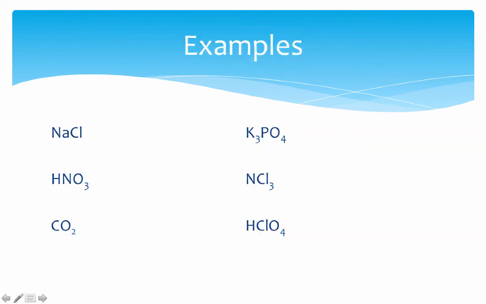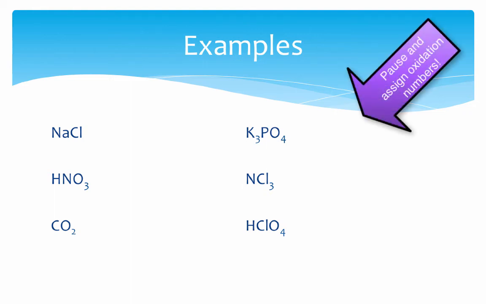So what I have for you right here is a bunch of compounds, various ionic and covalent substances. Using the rules we just came up with before, you should be able to take a moment, pause the video, and assign oxidation numbers to each element in each of these individual compounds. In a few minutes, I'm going to go over the answers for each of these, and then obviously we'll practice more of this in class.